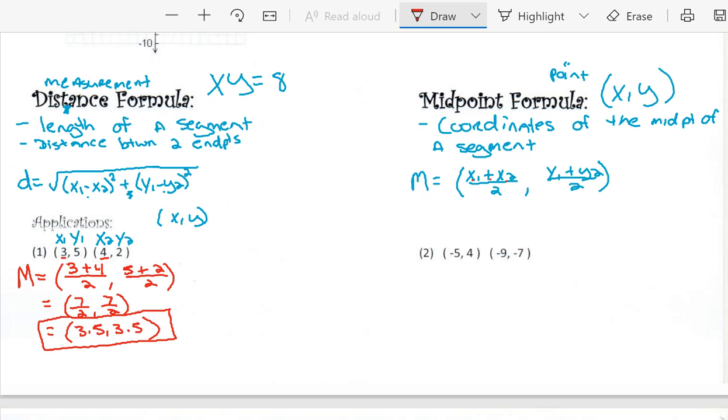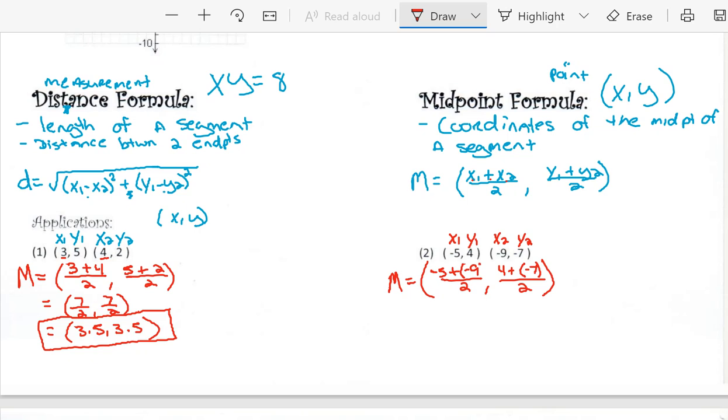We're going to do the same thing for number 2. So over here, we again would label the first point x1, y1, and our second point is x2, y2. All right, then we go ahead and start plugging into the formula. Again, the formula here is going to be x1 plus x2, so it's going to be negative 5 plus, put my capital M in, negative 9 over 2, comma, and then it's going to be 4 plus negative 7, put it in parentheses if you want, over 2.